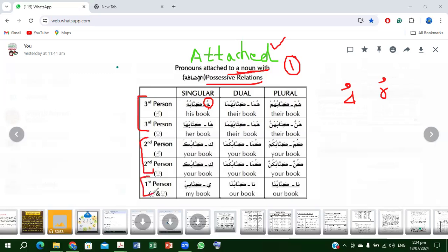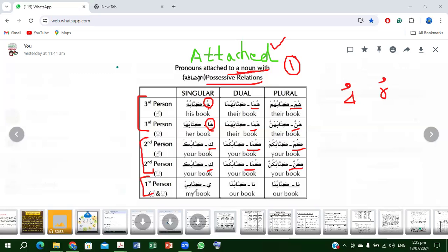Then it will have first person, for singular, dual, plural, same as we have done before. The table is exactly the same. So now we are looking at the pronouns. Who, huma, hum for singular, male, third person. Ha, huma, hunna for female. For second person, it is ka, kuma, kum, and for female, it is ki, kuma, kunna.